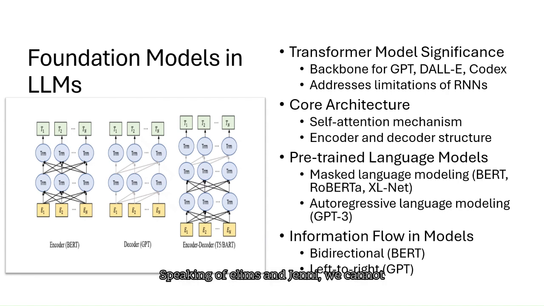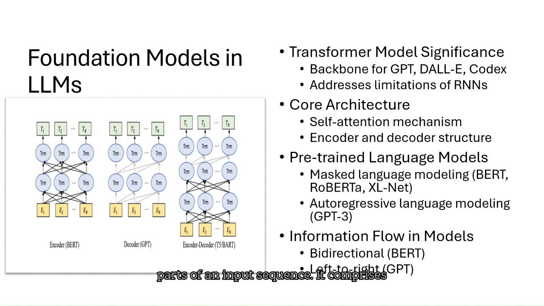Speaking of LLMs and GenAI, we cannot overlook the significant role which transformer models play, and they are the backbone architecture of many of these models like GPT, DALL-E, Codex, and so on. Transformers started out to address limitations of traditional models like recurrent neural networks when dealing with variable length sequences and context, and the heart of the transformer is its self-attention mechanism, which allows the model to focus on different parts of an input sequence.